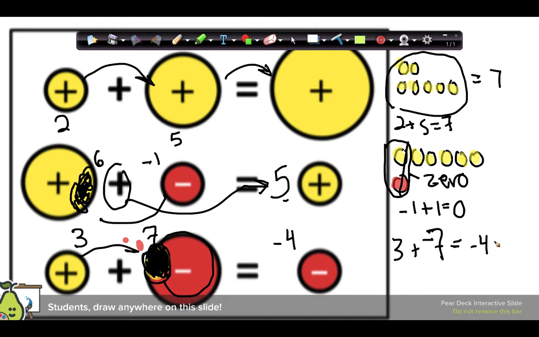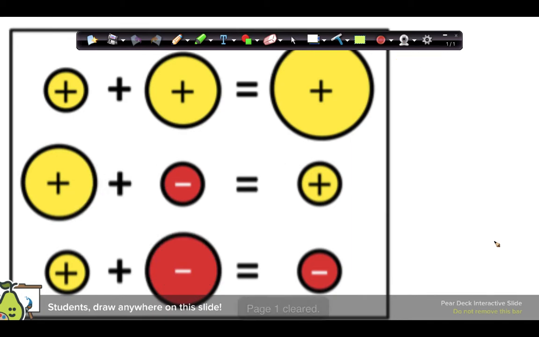So you can go in and just check if this makes sense. If this one made sense, check. That one made sense, check. If that one made sense, check. If any of them didn't make sense, you can put question marks. Let's go to the next one.